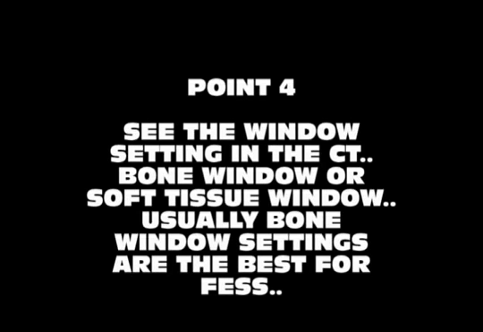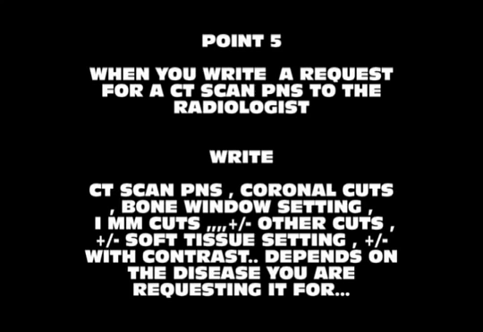Point number 4, see the window setting in the CT, bone window or soft tissue window. Usually bone window settings are the best for FES surgery. Point number 5, when you write a request for a CT to the radiologist, write in full: CT scan paranasal sinuses coronal cuts, bone window setting, 1 millimeter cut. Other cuts you might request depending upon the disease, with or without contrast. So this is what you will have to write. But you should mention specifically you want a coronal cut, bone window setting, 1 millimeter cuts, etc.